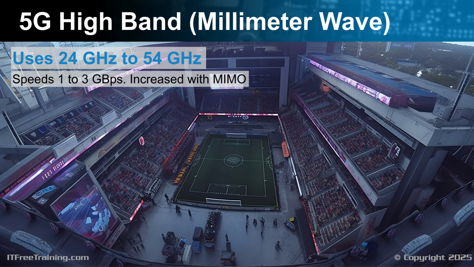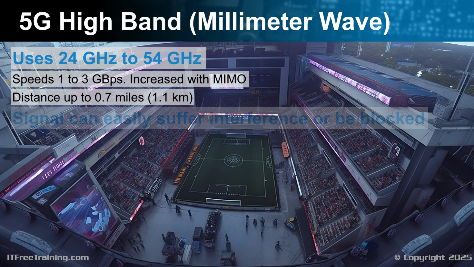This speed can be increased using MIMO. MIMO is when multiple channels are used on different frequencies at the same time. This is the same technology that has been used in Wi-Fi. MIMO also helps improve capacity and signal strength. Since the frequency is so high, the distance is only about 0.7 miles.